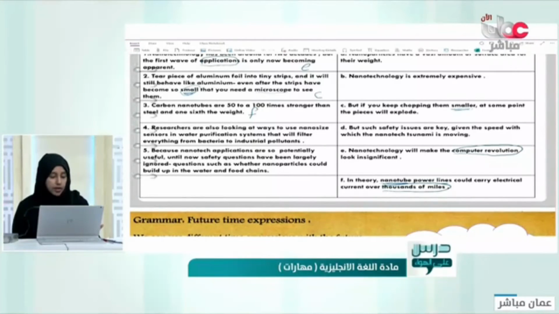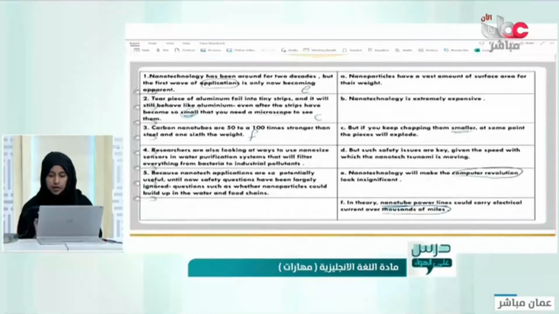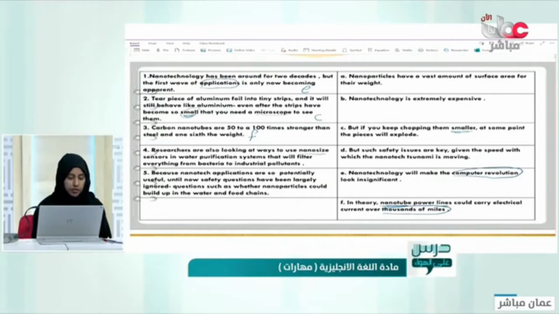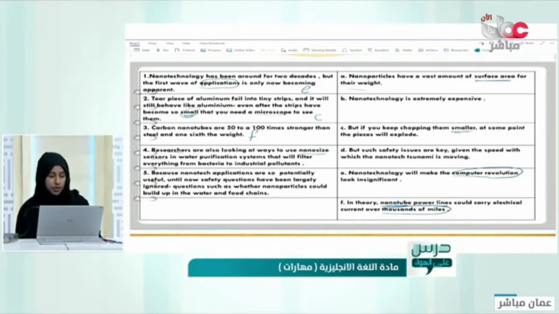Researchers are also looking at ways to use nano-sized sensors in water purification systems that will filter everything from bacteria to industrial pollutants. So what can we say? Look, we have A, still B, and also D. Look at them. We have here nano size. We have researchers, they found some in the sensors, purification water. Look at the first one here. What do you think about it? Nanoparticles have a vast amount of surface area for their weight. So this one is related to the size. Okay, so here the suitable answer is A.